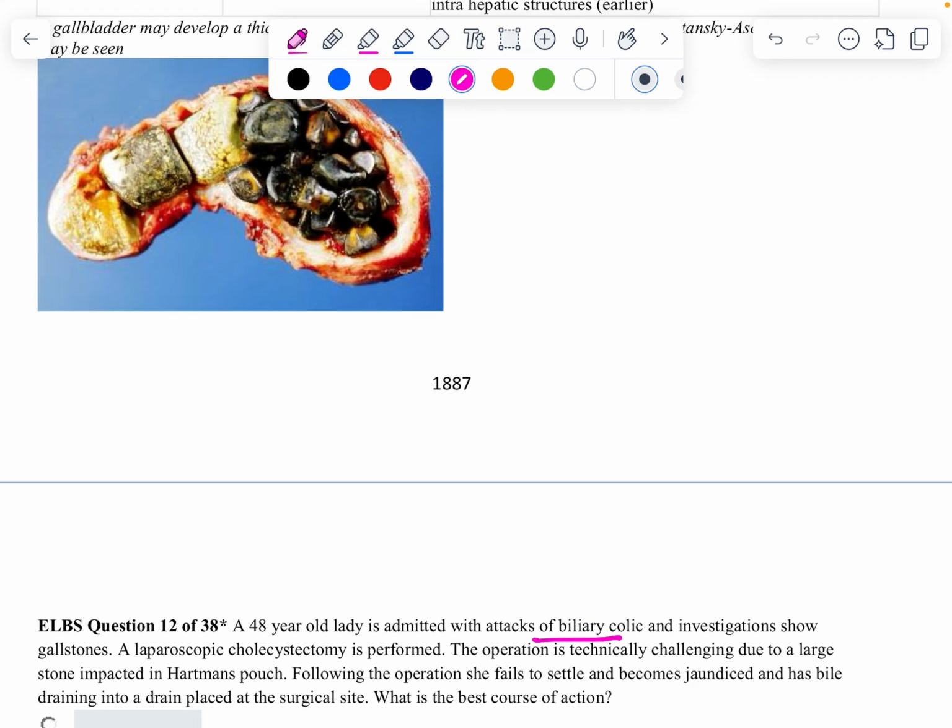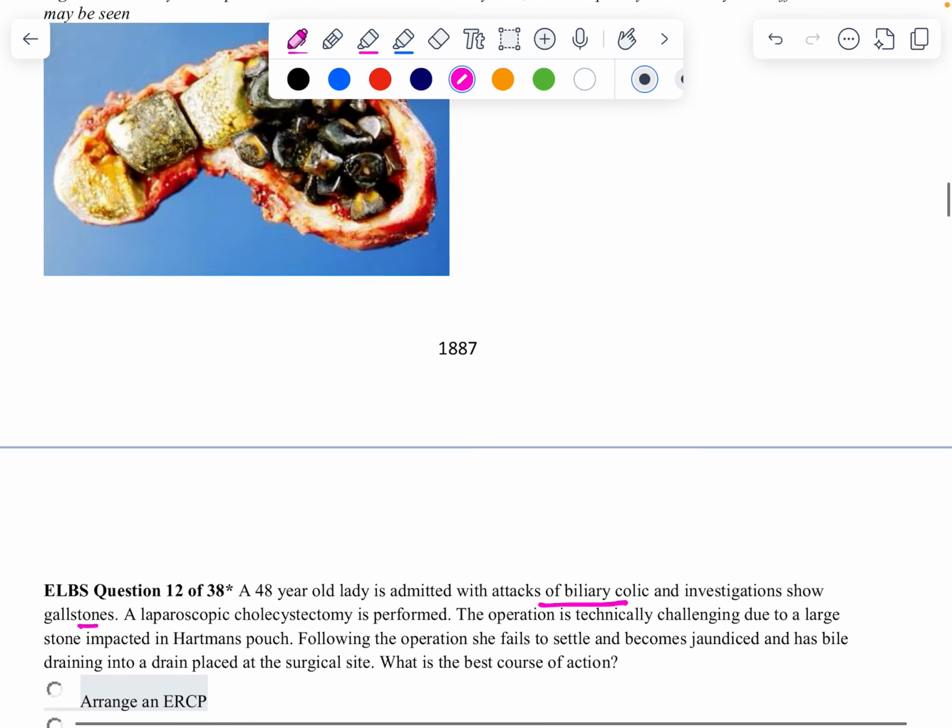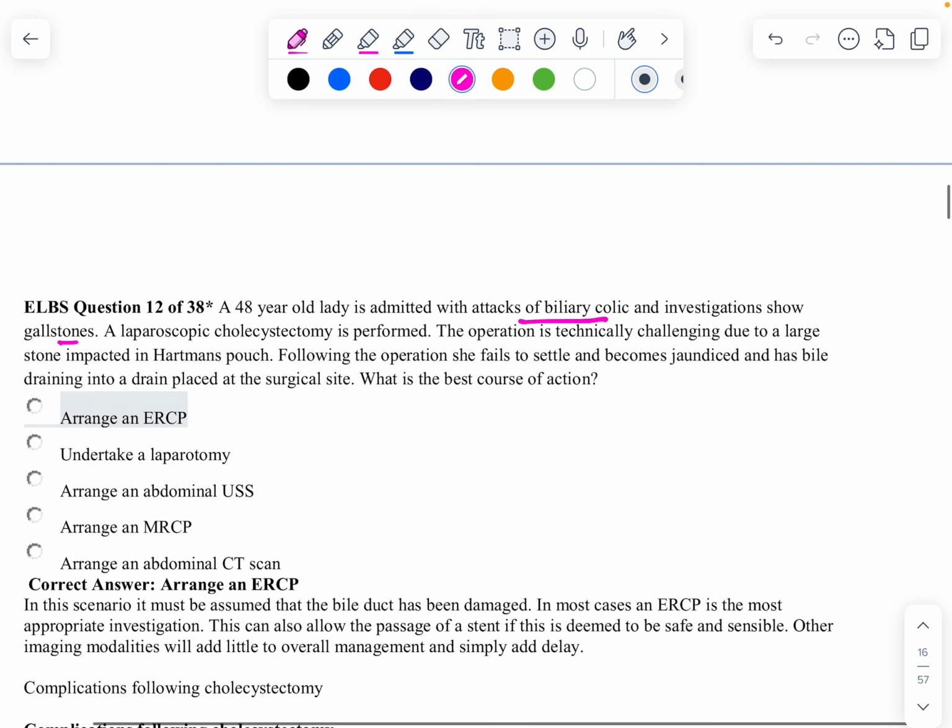A 48-year-old lady admitted with attacks of biliary colic, and investigation showed gallstones. Laparoscopic cholecystectomy is performed. The operation is technically challenging due to a large impacted stone. She fails to settle, becomes jaundiced, and bile is draining in the surgical drain. What is the next step? ERCP and stenting.